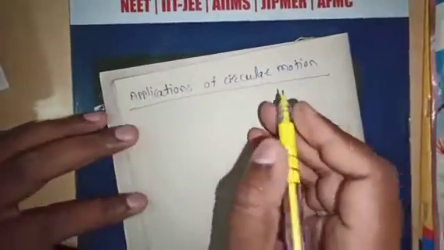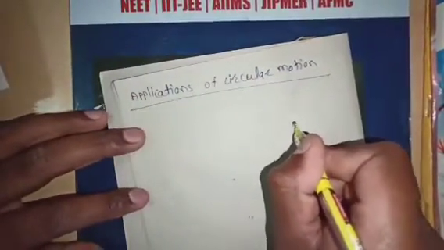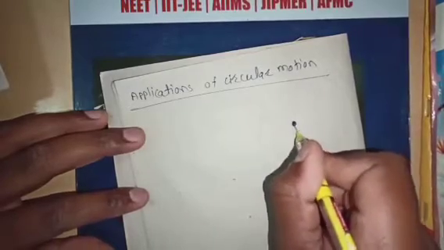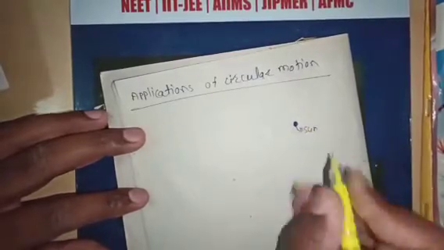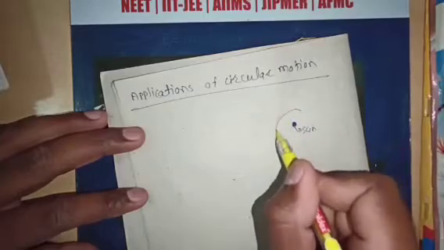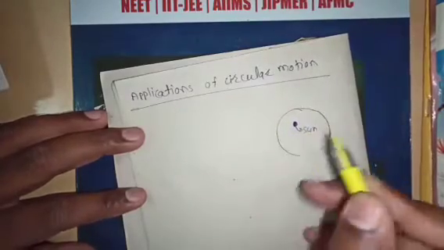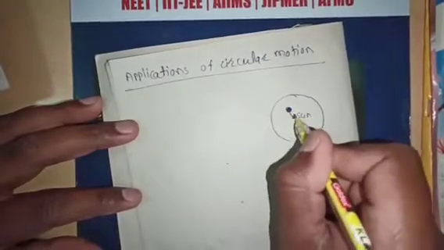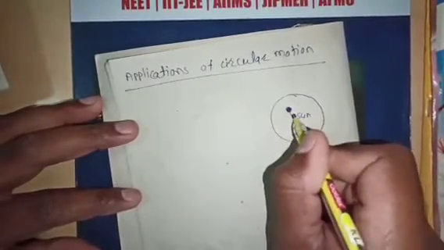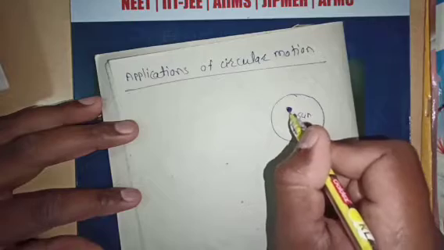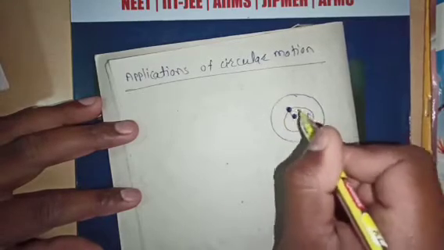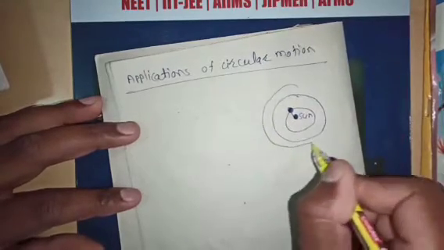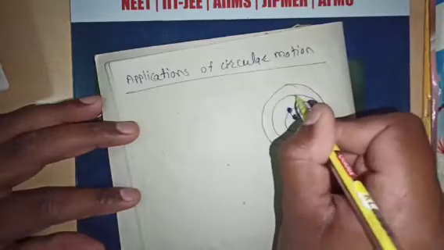You know that the sun is in the solar system. Now this is the sun. The sun is situated at the center, and many planets revolve in a circular path. Other planets revolve in a circular path, with the sun at the center. These number of planets move around the sun.